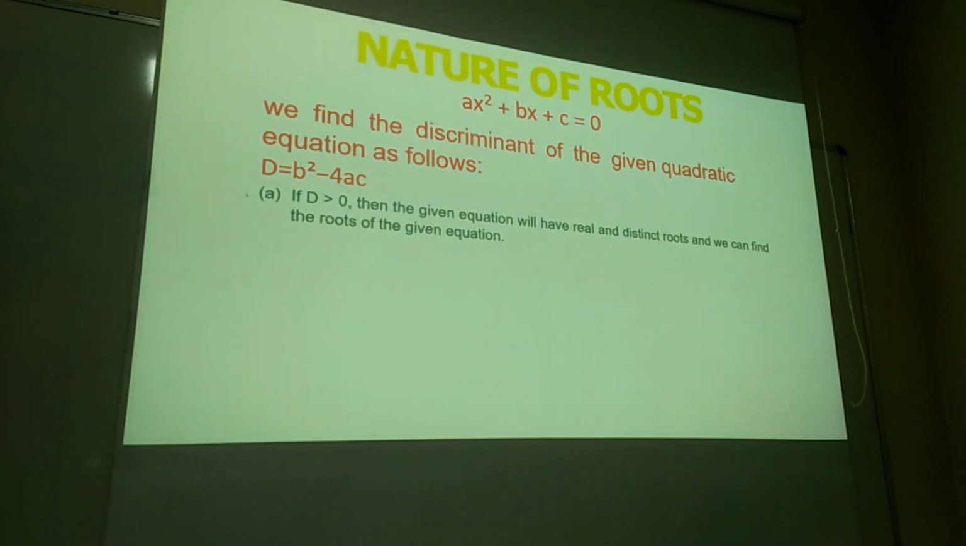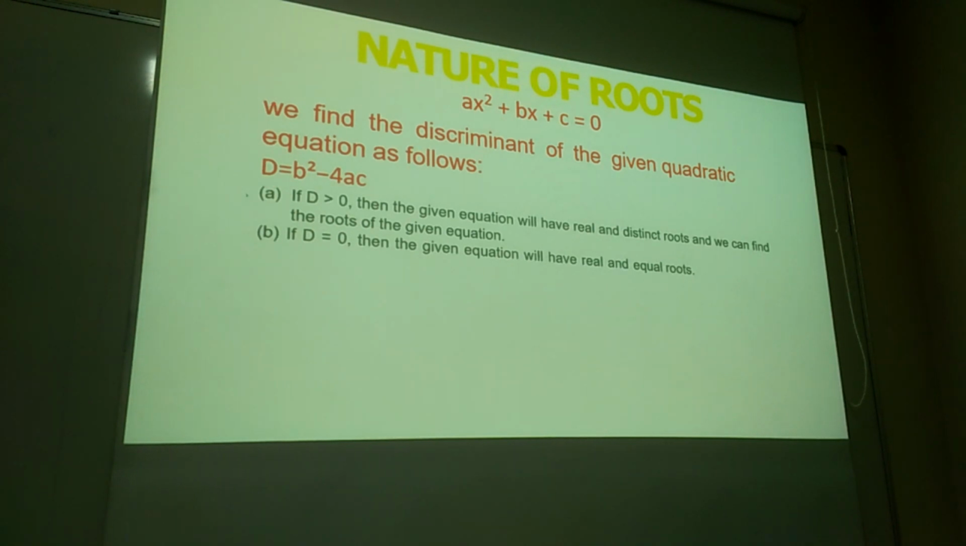Next, if D is equal to 0, the roots are real again, but both the roots are equal. A quadratic equation will have two roots, right? Both the roots will be equal in this case if your discriminant is equal to 0. Any doubt?